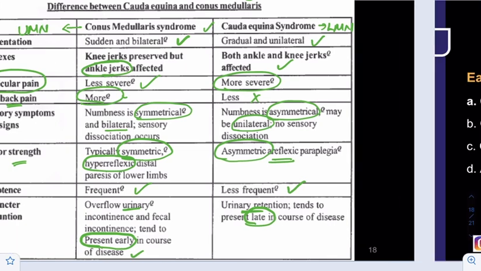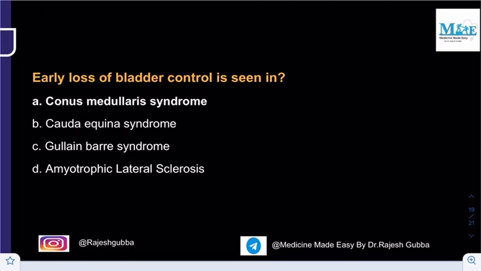Okay. Now you see another question. Early loss of bladder control is seen in conus medullaris syndrome, cauda equina syndrome, Guillain-Barré syndrome, amyotrophic lateral sclerosis. As I was just now mentioning, in case of conus medullaris, there will be early loss of the bladder control.